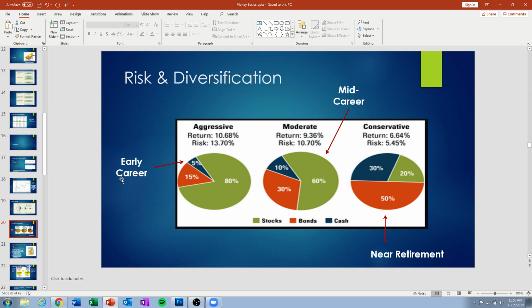Now here's another important thing: risk and diversification, and what you should choose depending on where you're at in life. There's early career, then mid-career, and then near retirement. Essentially, in early career, since you have time on your side, you can afford to be more aggressive. You can have more of your portfolio in stocks, and just to be safe, you could have some in bonds and some in cash.